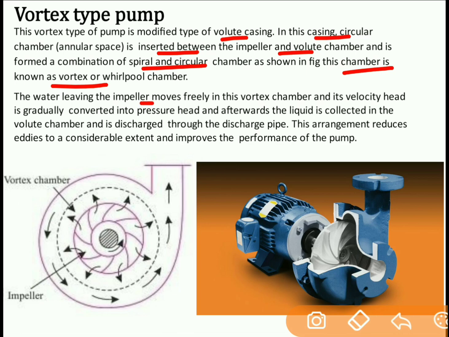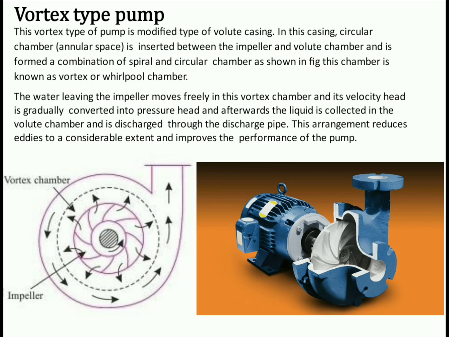The water leaving the impeller moves freely in this vortex chamber, and its velocity head is gradually converted into pressure head. Afterward the liquid is collected into the volute chamber and it gets discharged through the discharge pipe. This arrangement reduces the eddies to a considerable extent and also improves the performance of the pump.